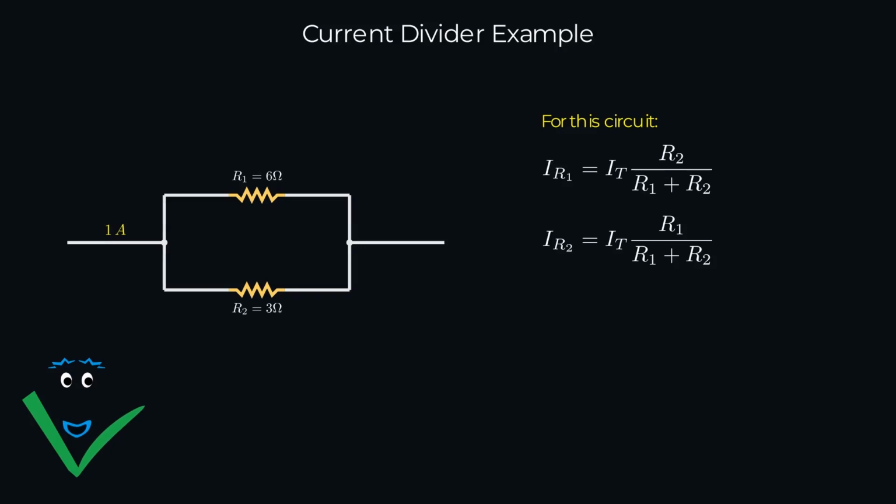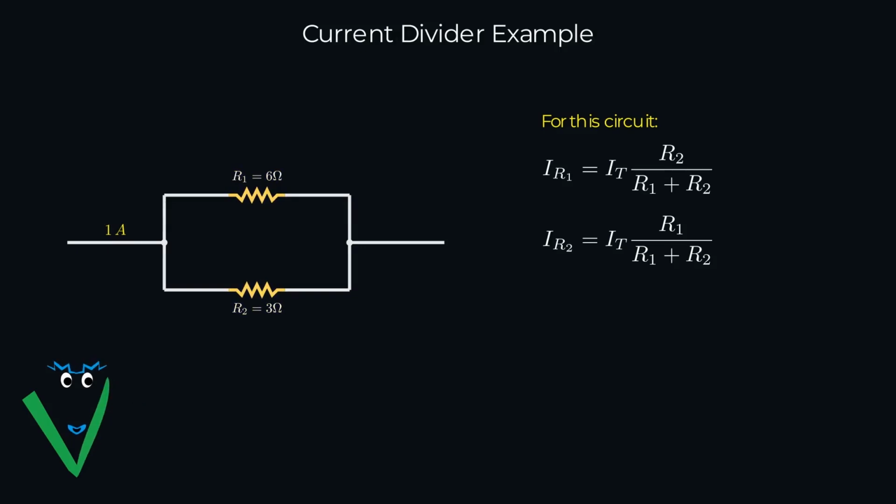But this makes sense if we think about the relationship between resistance and current. The branch with the smaller resistance gets more current. So if R2 is smaller, then R1 gets less current. And if R1 is smaller, then R2 gets less current. The formula captures this inverse relationship. Let us use the formula with our example. The total current is 1 amp. R1 is 6 ohms. R2 is 3 ohms.